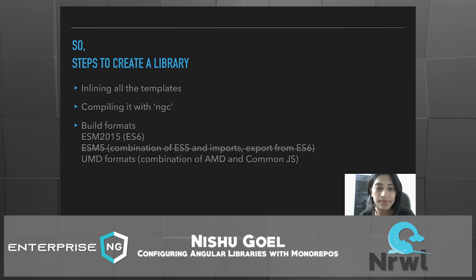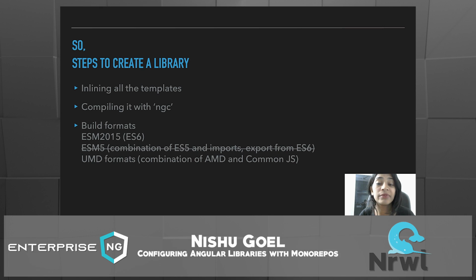And the different steps in the process of creating a library, which now happen under the hood, but we should have those in our mind because we are doing it from scratch. So first of all, we should have all our templates inlined, the styles and the templates for a particular Angular component. They should be inlined, because when we are bundling the library, we don't want 4 different files for a particular component, right?